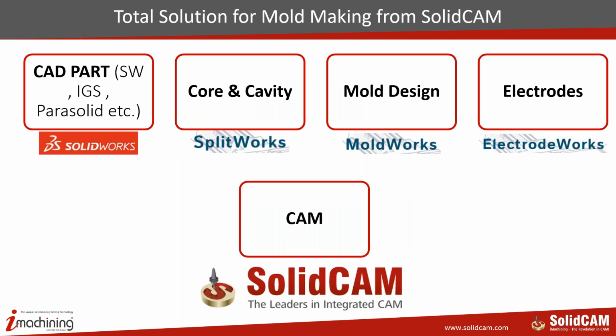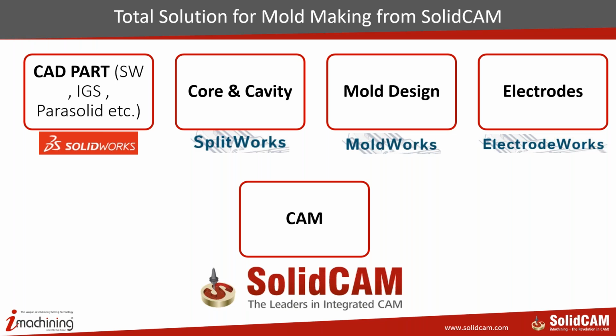So for each of these processes, we have a product. For example, for the main CAD, we have SolidWorks. For core and cavity separation, we have what we call SplitWorks. For mold design, we have MoldWorks. For electrode extraction, documentation, and design, we have ElectrodeWorks. And finally, the most important part of this webinar, the CAM, is being handled by SolidCAM.